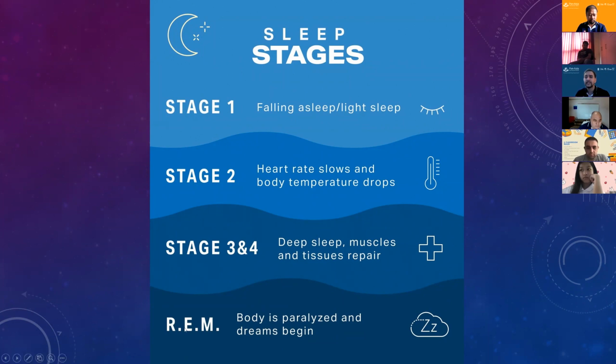And REM will happen when your mind is working like crazy, but your body is paralyzed. Your brain blocks all the signals between the brain and body, so your body can keep relaxing, and your mind is expressing something during this stage. This is when dreams happen.